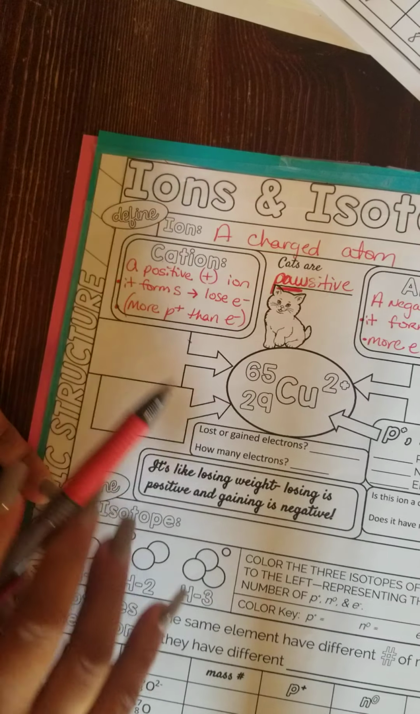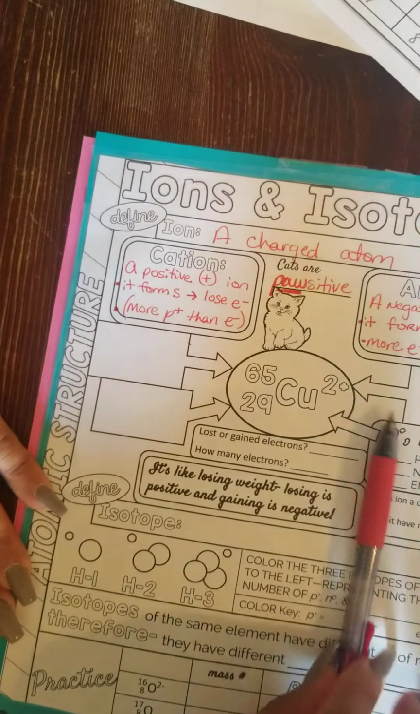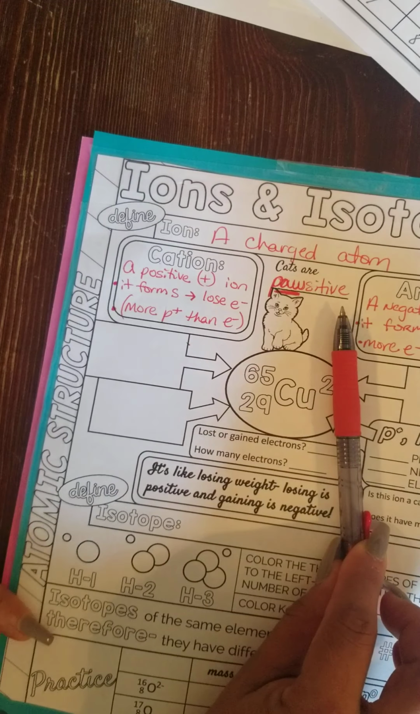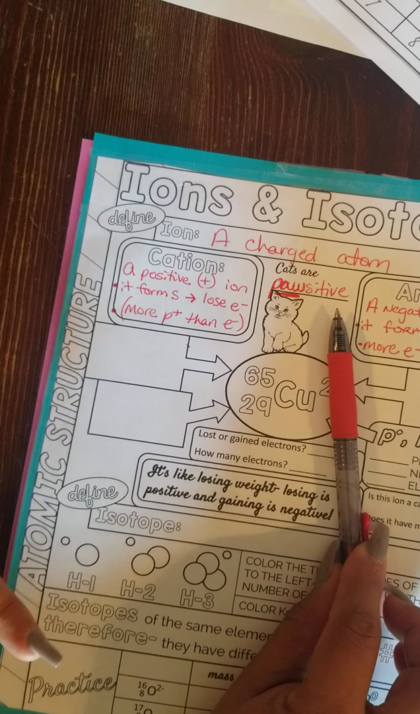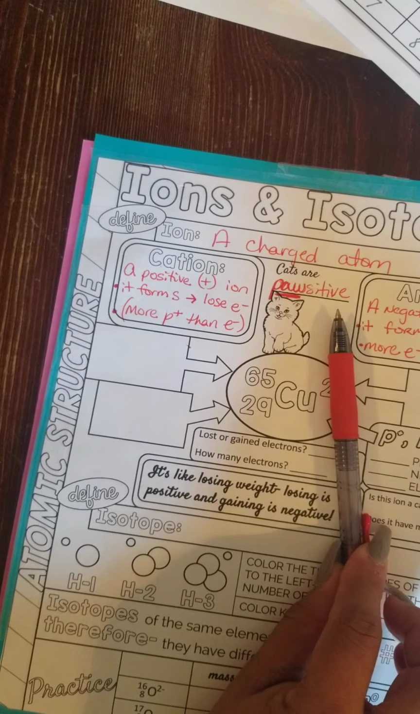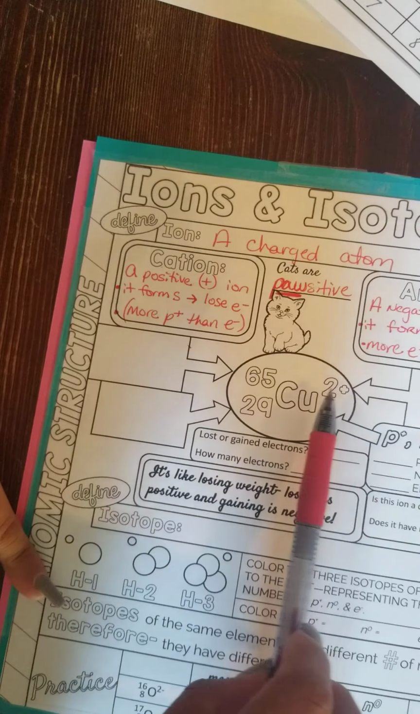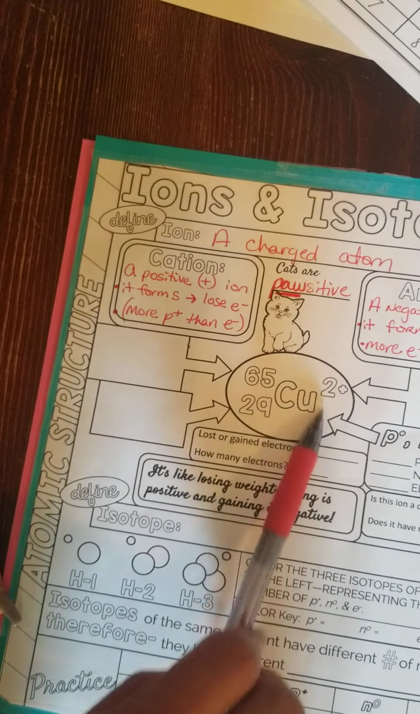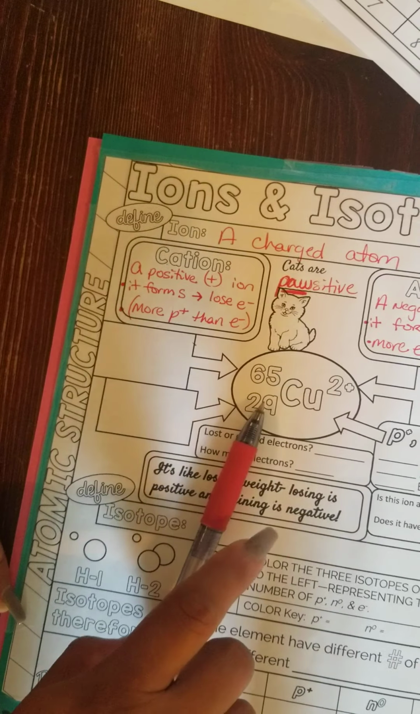So let's go ahead and look at this. We've seen this already, but we've seen it like this. For an example, here's copper, Cu. They gave us 65 and 29. But look at this though. It's a 2 plus over here. This is a new way that you may also see it written.